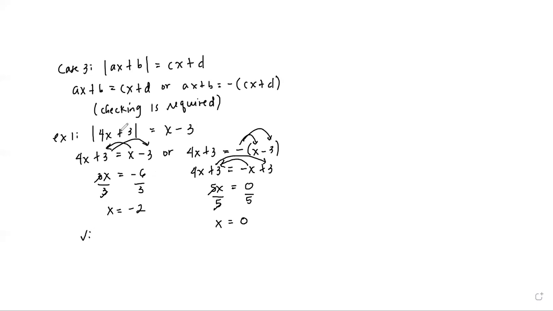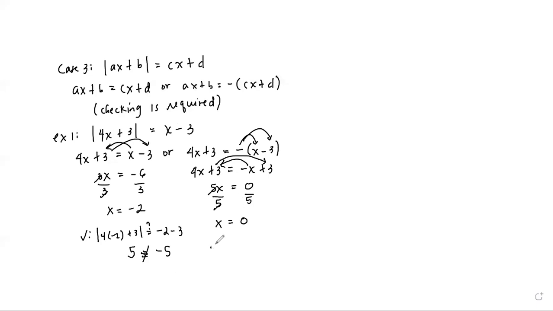So for the checking part, here we have the absolute value of 4 times negative 2 plus 3. Is that equal to negative 2 minus 3? So 4 times negative 2 is negative 8. Negative 8 plus 3 is negative 5. And then the absolute value of negative 5 is positive 5. However, on the right side, negative 2 minus 3 is negative 5. So this tells us that x equals negative 2 is not part of the solution of this equation.